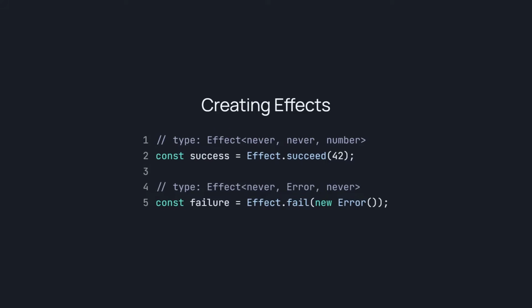To create an effect from a value, we can use the succeed and fail constructor functions. Succeed takes a value and returns an effect that can only ever succeed with that value. Along the same lines, fail takes a value and returns an effect that can only ever fail with that value.